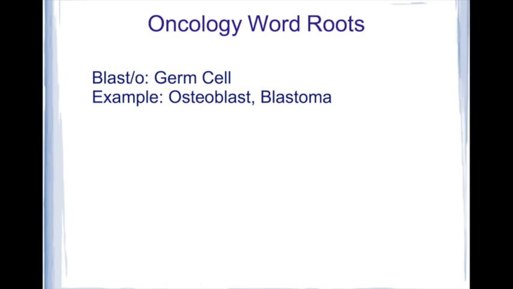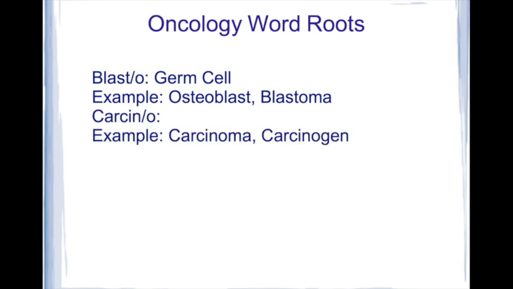Okay, so moving on. Carcino, like carcinoma, or carcinogen. Carcinoma means a type of tumor that is what? Carcinogens are things that produce what? Carcinoma means cancer. Okay, so carcinoma is a cancerous tumor. A carcinogen is something that produces cancer.